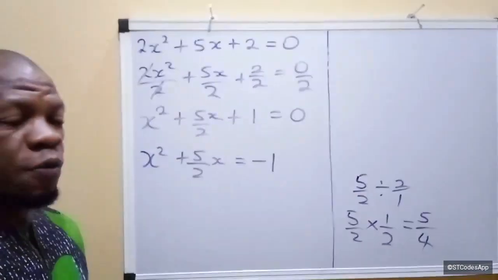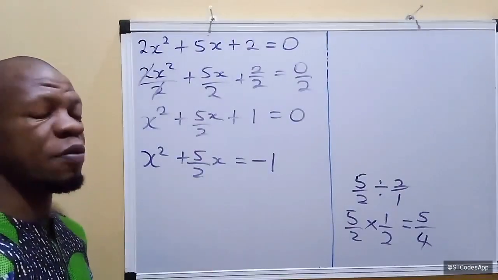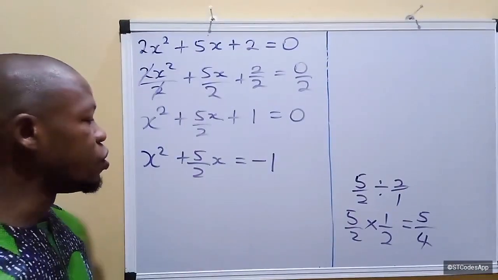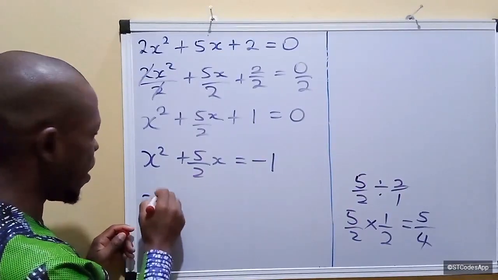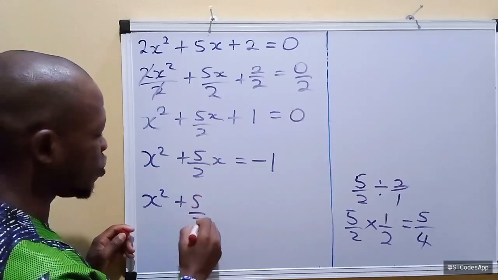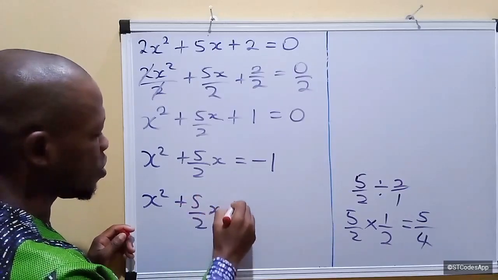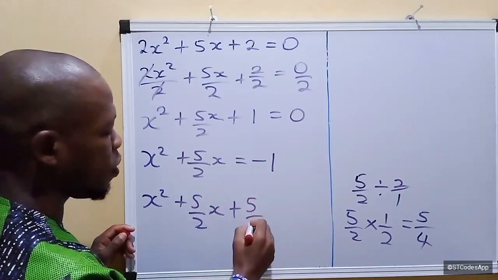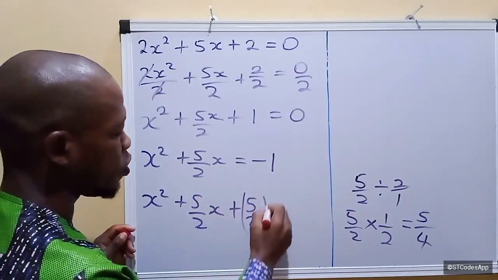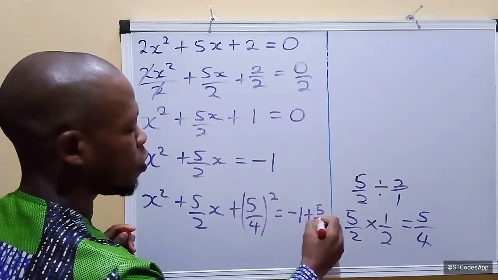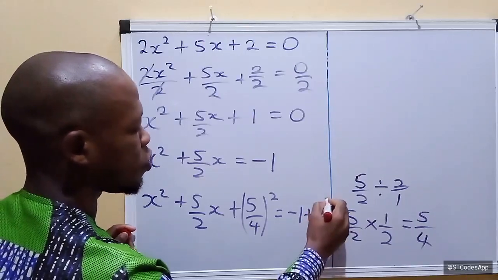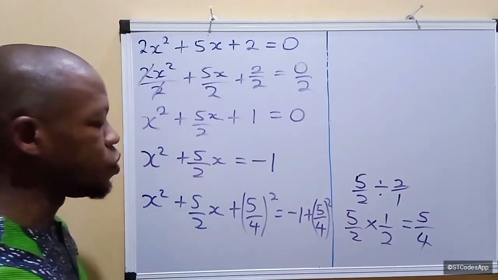And the square of 5 all over 4 is simply going to be 5 all over 4 raised to power 2. So I'm going to add that to both sides of the equation. So I'm going to have x squared plus 5 all over 2x plus 5 all over 4 raised to power 2 equal to minus 1 plus 5 all over 4 all raised to power 2.